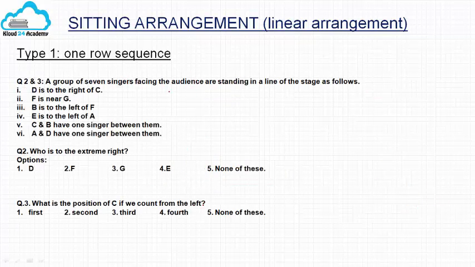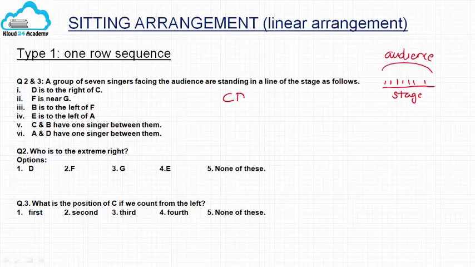A group of 7 singers facing the audience are standing in a line on the stage as follows. So here is the audience in a theater. Here is the stage and singers are standing. 7 singers. D is to the right of C. So if C is here, D is to the right of C. F is near G. We'll see that later. B is to the left of F. So if F is here, then B is to the left of F.